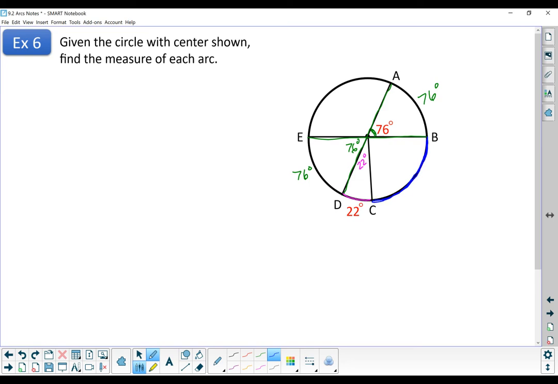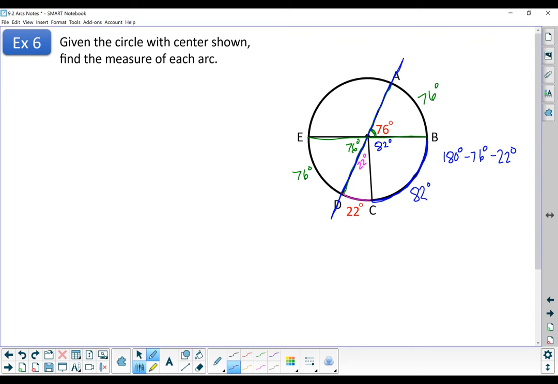Well, to figure out BC, I can use the fact that this is a diameter of the circle. It goes right down the middle and cuts that circle in half. So to calculate arc BC, we can do 180 minus 76 minus 22. I have to subtract both of those arcs to get this remaining piece. Well, 180 minus 76 minus 22 gives me 82 degrees for the central angle and for the arc.